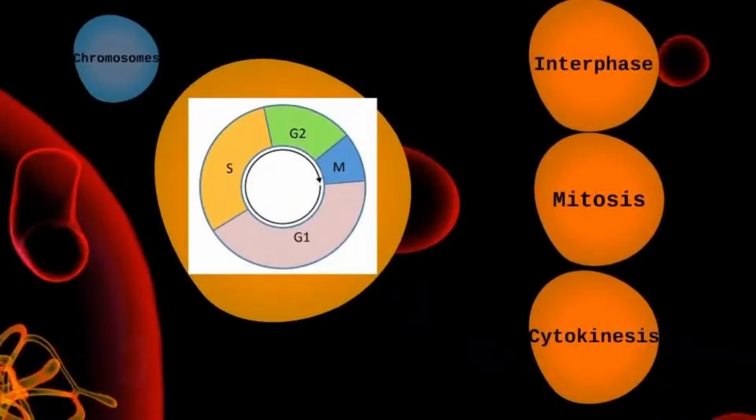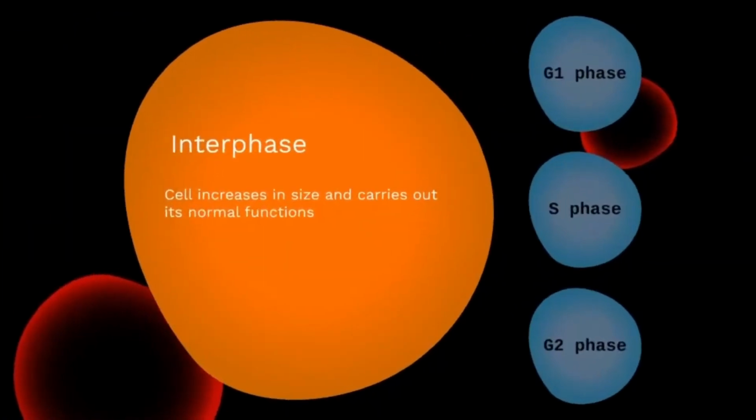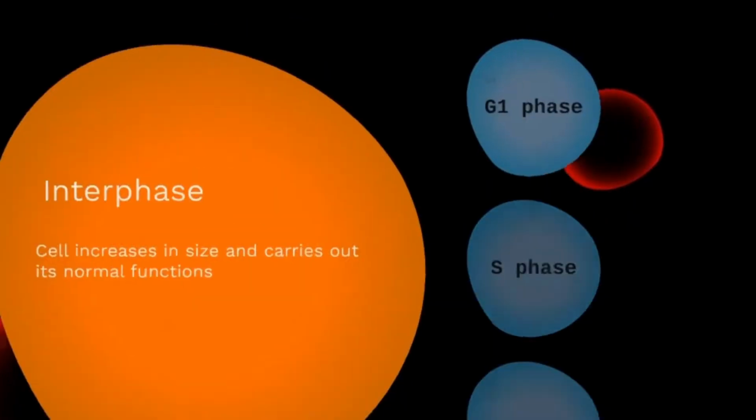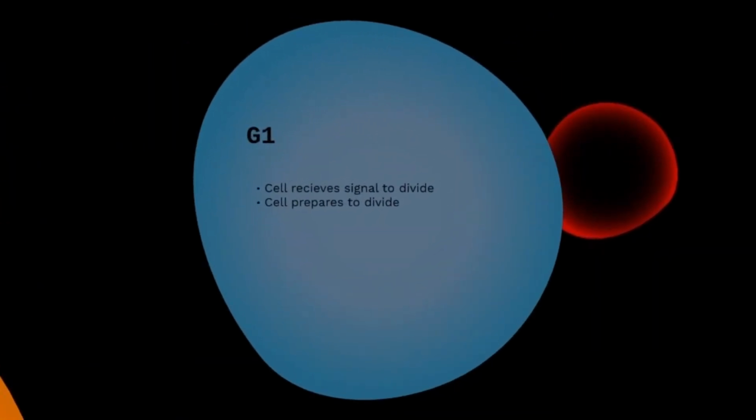Let's first have a look at the first stage of cell division, which we call interphase. Interphase is where the cell is increasing in mass and goes about its normal cellular function. This is most of the life of the cell spent in this. And this can be further split up into 3 phases. We've got G1 phase, S phase, and G2 phase. During G1 phase, this will be when the cell receives the signal that it needs to divide.